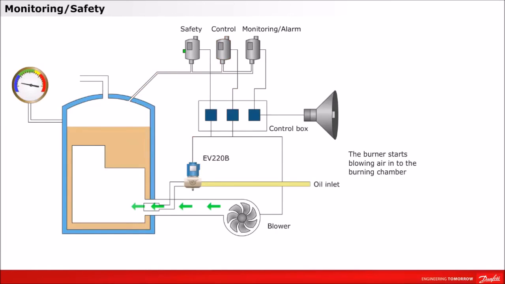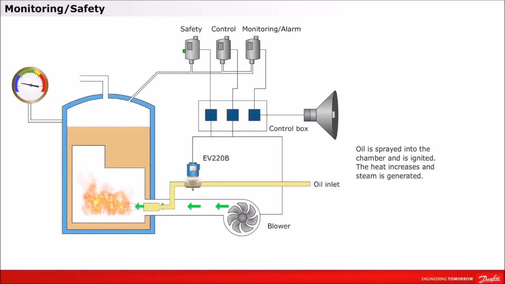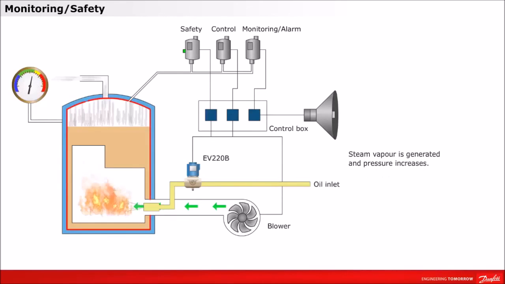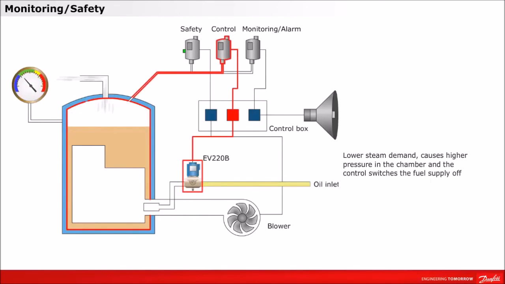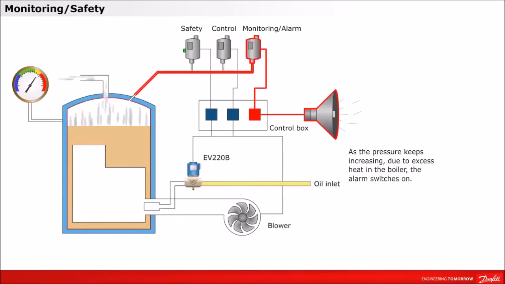Now let's take a look at an example of a typical monitoring and safety function application. The first steps are the same as with the control function example. The burner starts blowing air into the burning chamber. Oil is sprayed into the chamber and is ignited. The heat increases and steam is generated. Steam vapor is generated and the pressure increases. The lower steam demand causes higher pressure in the chamber and the control switches the fuel supply off. As the pressure keeps increasing due to excess heat in the boiler, the alarm switch is on.